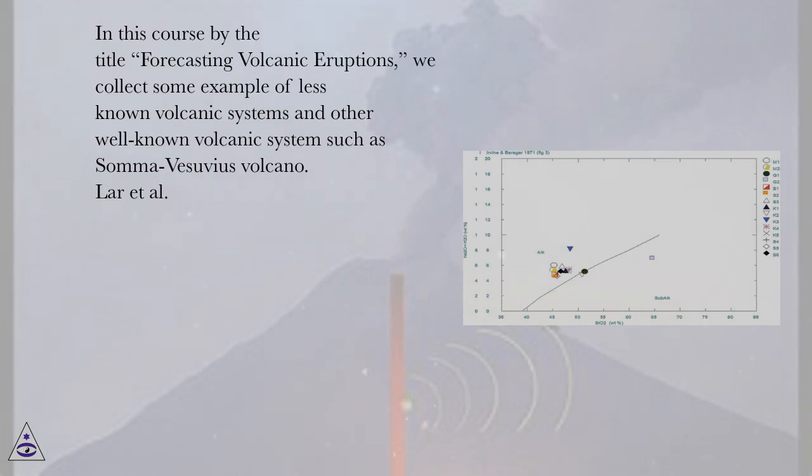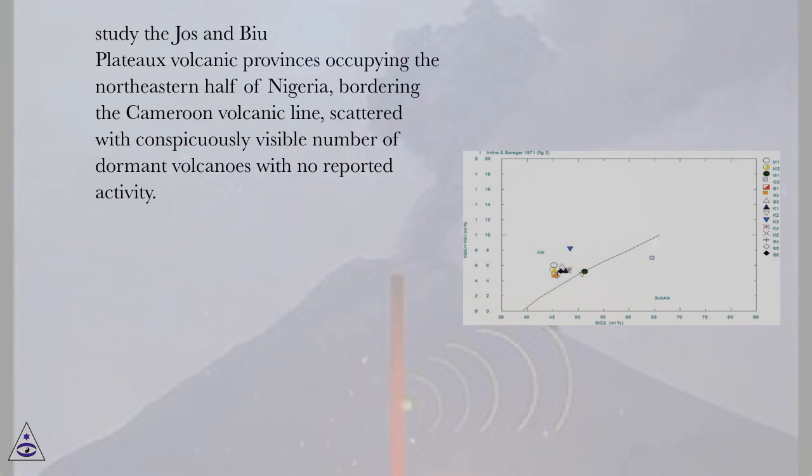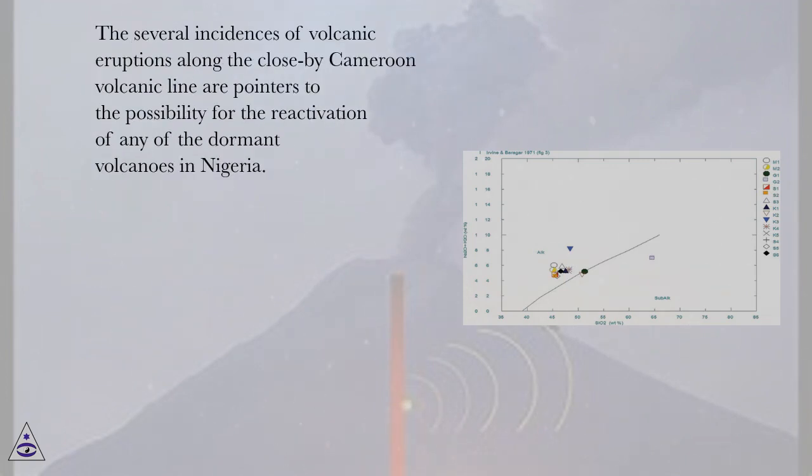Lar et al. study the Jos and Biu Plateaux volcanic provinces occupying the northeastern half of Nigeria, bordering the Cameroon Volcanic Line, scattered with a conspicuously visible number of dormant volcanoes with no reported activity. The several incidences of volcanic eruptions along the nearby Cameroon Volcanic Line are pointers to the possibility for the reactivation of any of the dormant volcanoes in Nigeria.